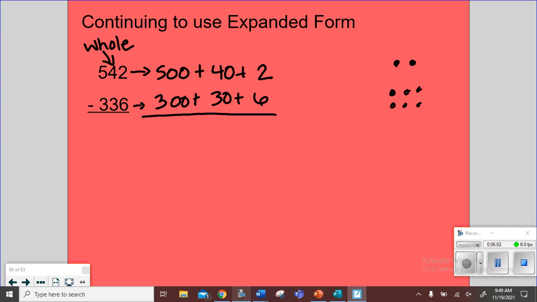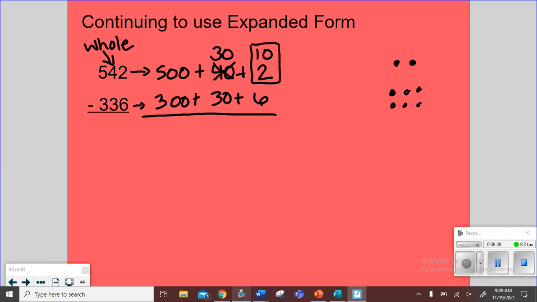So what I need to do is what we call regrouping. I need to steal. Your parents learned this word as borrow. But you're not borrowing because you're not giving it back. You are stealing. You are going to take a 10. We're going to take a 10 here, cross that out. I'm no longer going to have 40 because I just took a 10. I'm going to have 30. I took a 10. And then I gave 10 ones over here.